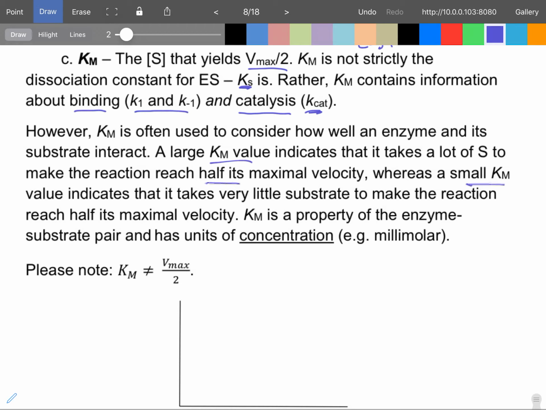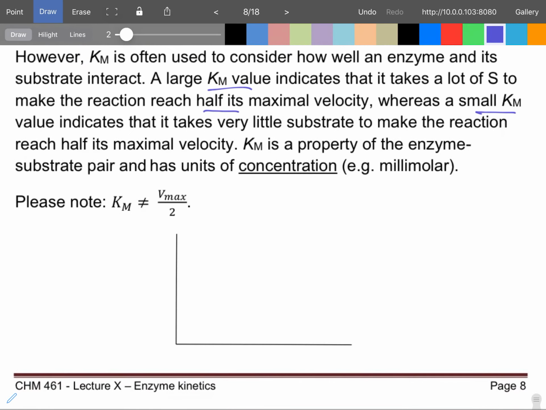And again, Km is a property of the enzyme substrate pair. So, you change the enzyme, Km will be different. You change the substrate, the Km will be different. It's all about the way the substrate and the enzyme interact. And it's definitely a concentration parameter.